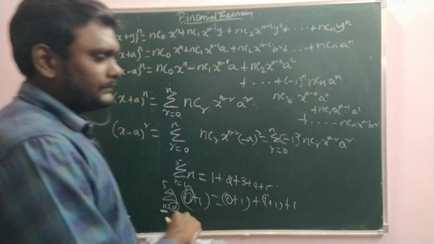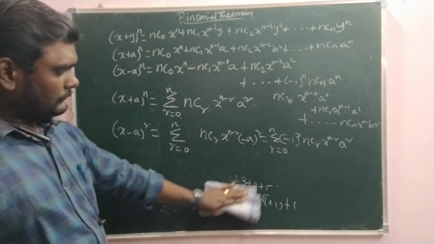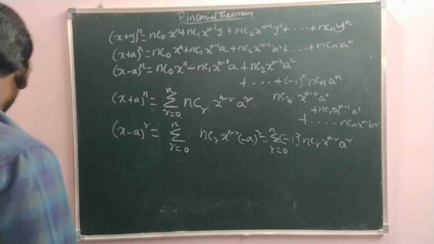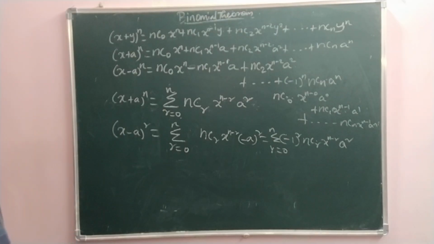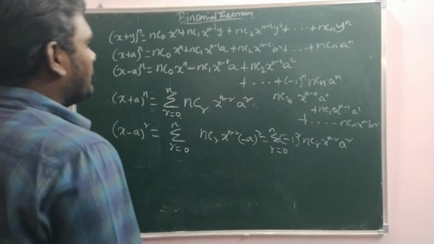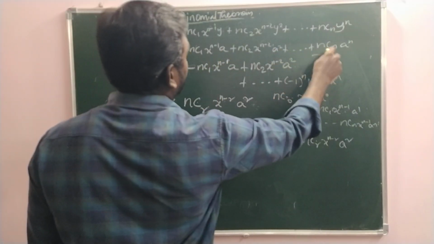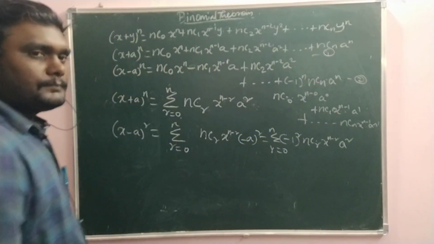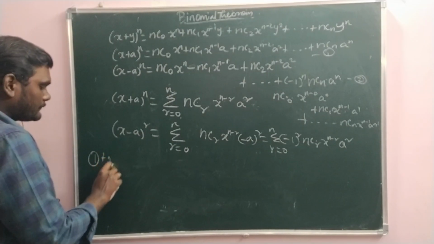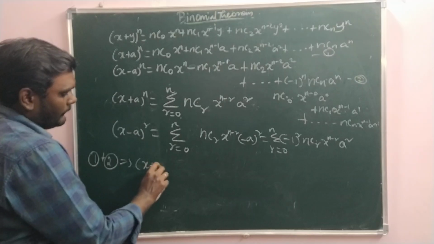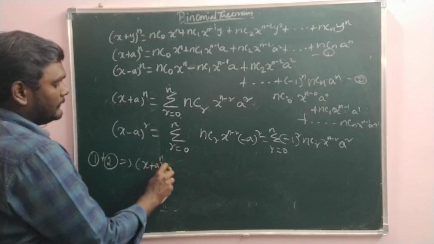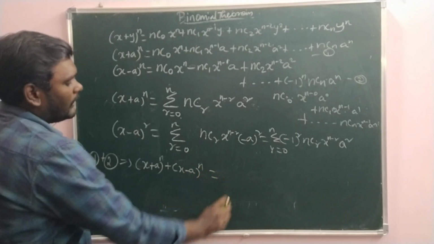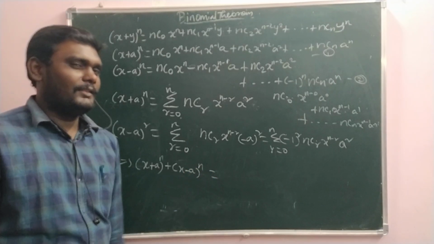Now we'll add these two things. Okay, now add these two things, man. This is the first equation, this is the second equation. Then when you add 1 plus 2, that means x plus a whole power n plus x minus a whole power n. Why am I adding these two? To derive a new formula, that's all.